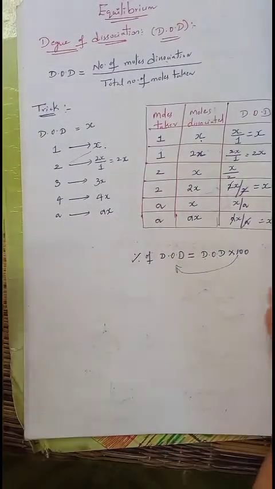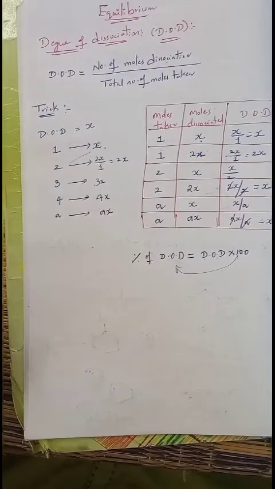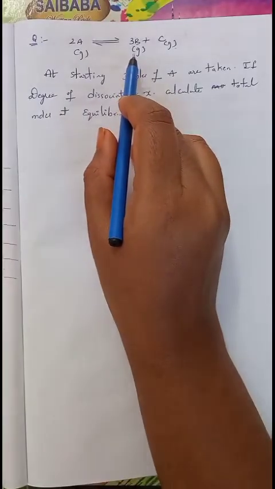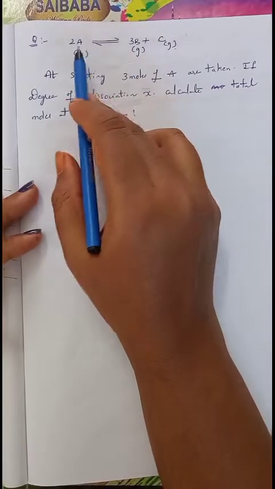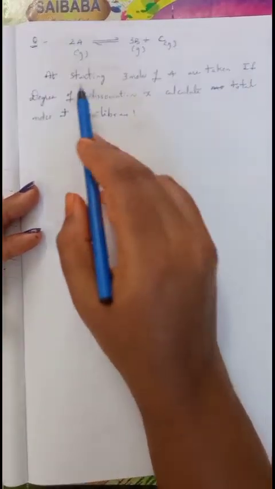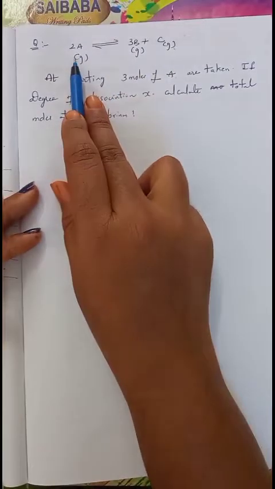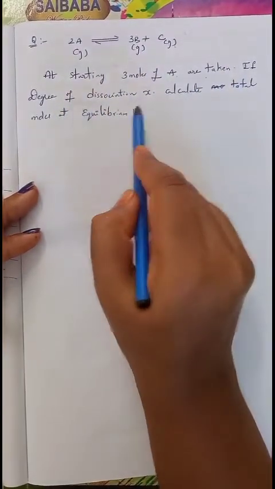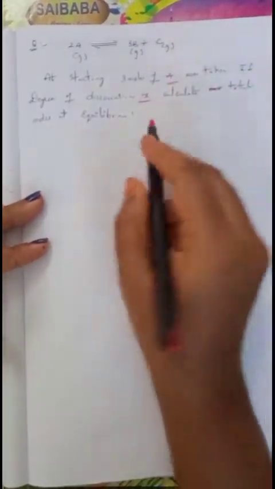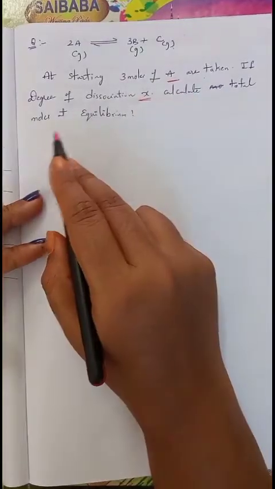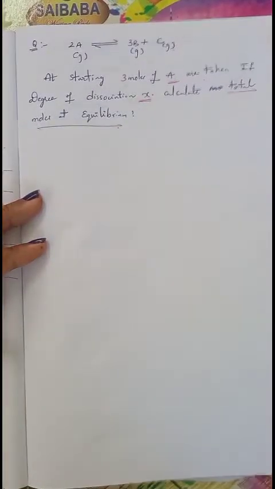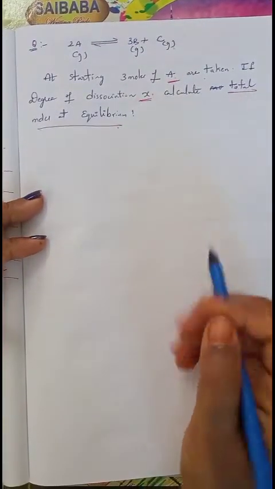Now we will try to solve a question based on this. Here is the question: 2A moles of substance got dissociated, converted into 3B and C. All are given in gaseous state. At the start, 3 moles of A are taken. If the degree of dissociation for A is x, calculate the total moles at equilibrium. Total moles we want to find out at the equilibrium state.